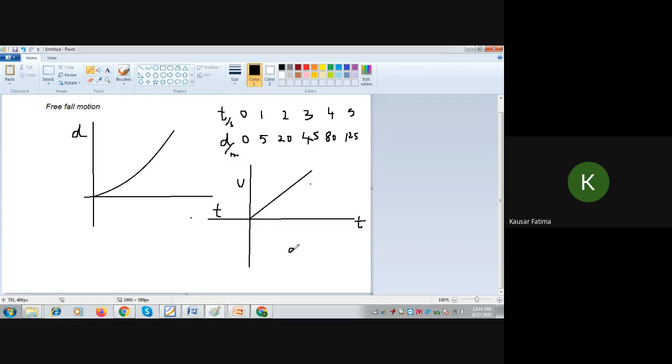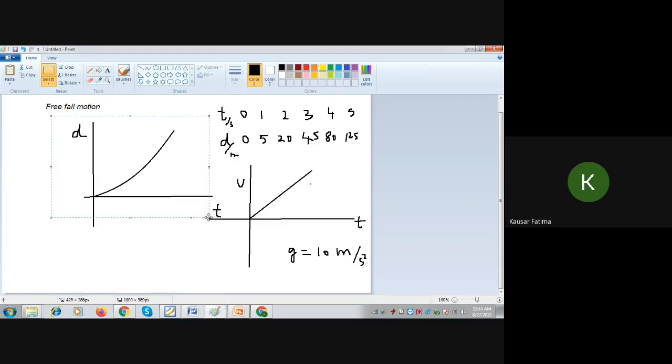g is 10 meters per second squared. So when you calculate the acceleration using the gradient of this graph for a free fall motion, the answer should come equal to 10 here. Okay, so this is the body which is dropped from rest and velocity increases uniformly. Okay, what happens when you throw a body upwards?